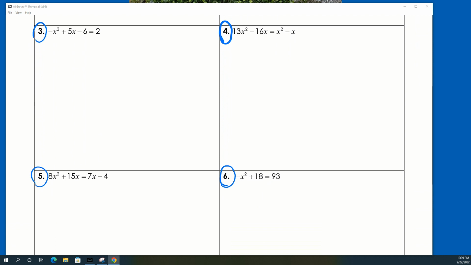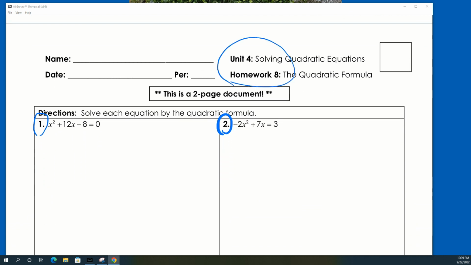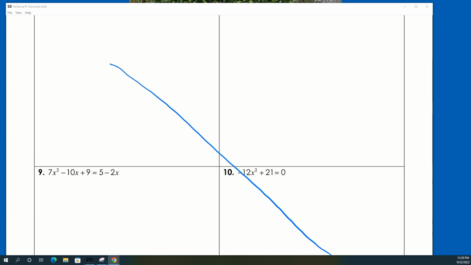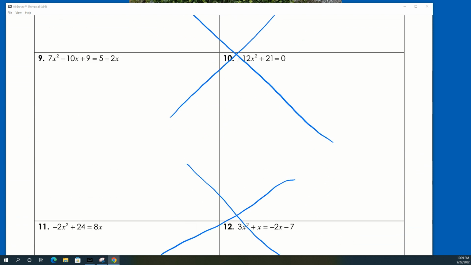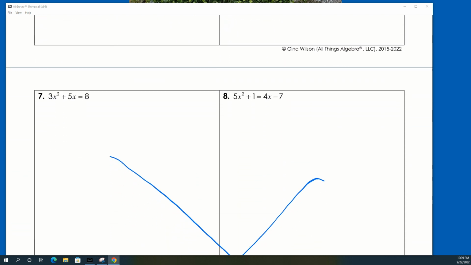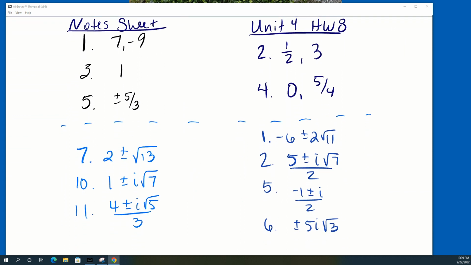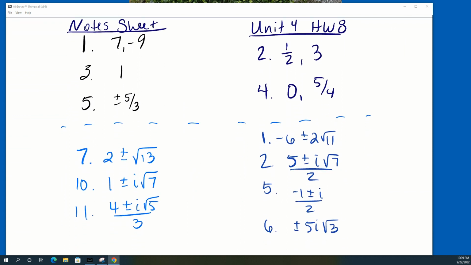So if you want to mark out the back of Unit 4, Homework 8 worksheet, you can. We are not doing that. Okay. And then here I have the answers from yesterday. So day 1 answers. And I have the answers for your assignment today. And I'll leave that up there for you guys.